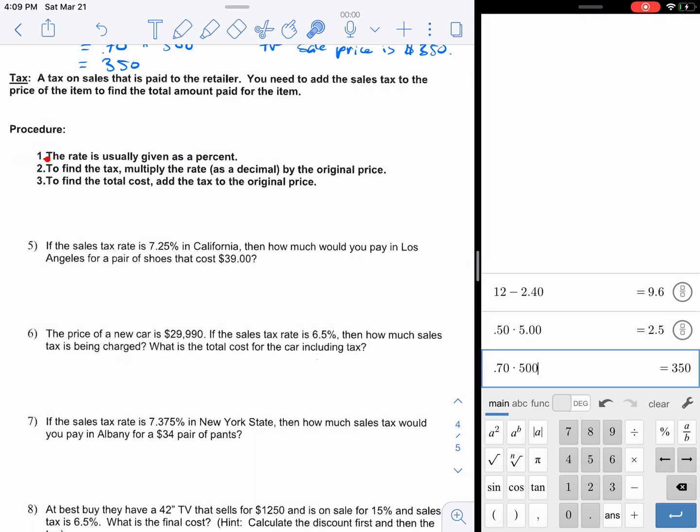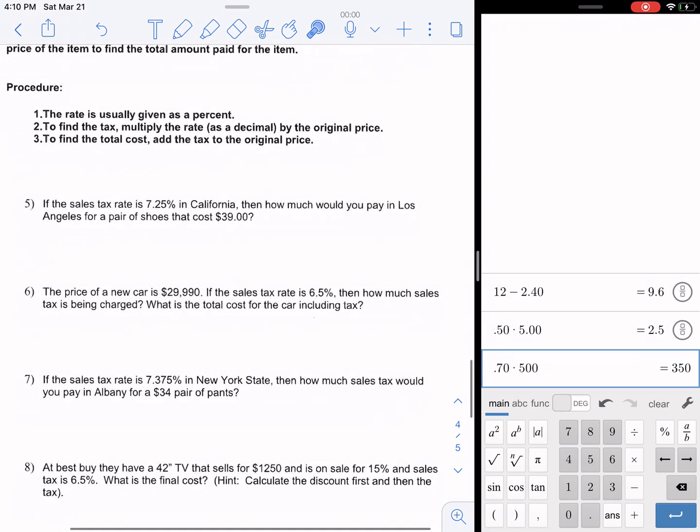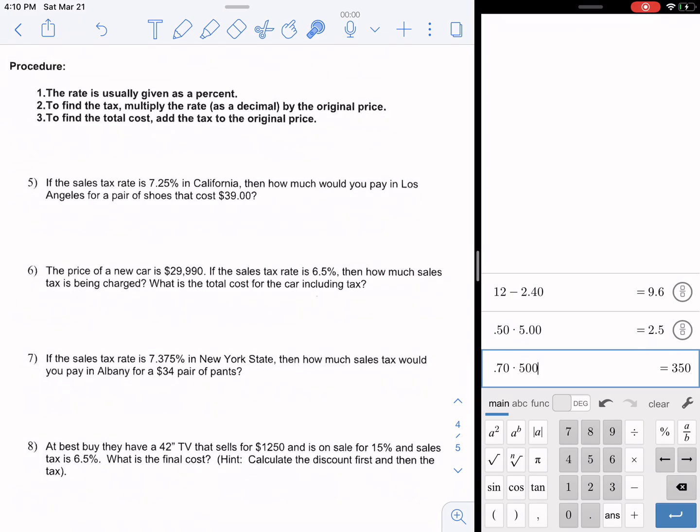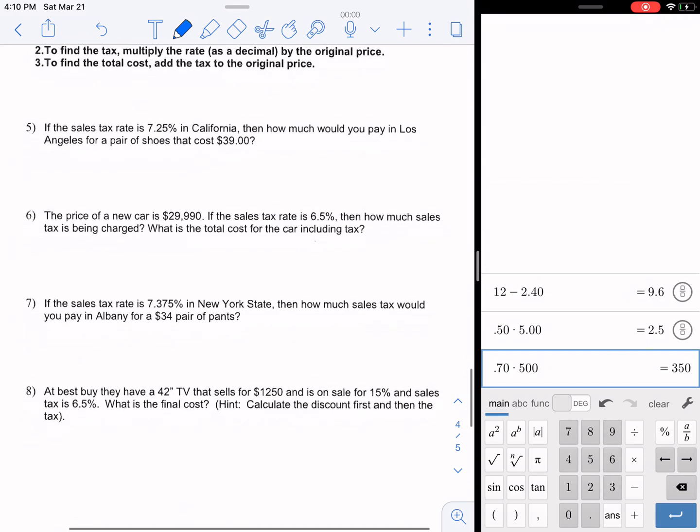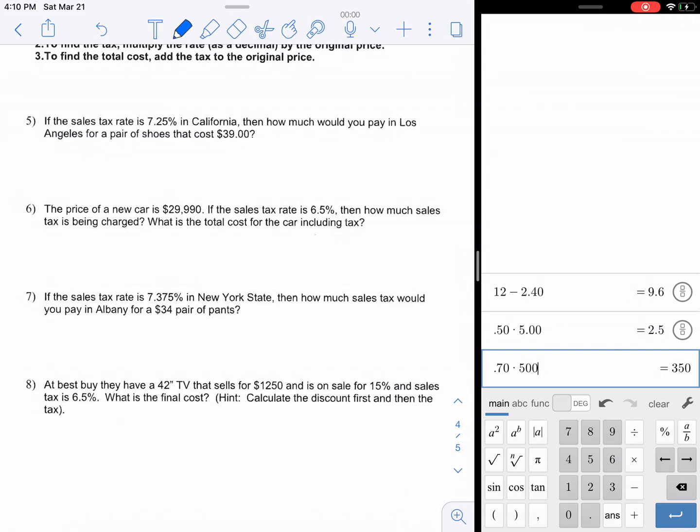So it says the rate is usually given as a percent. To find the tax, multiply the rate as a decimal by the original price. And then to find the total cost, we're going to add the tax to the original price. So, let's see what we got. Again, there's two methods you can do. You can find the tax cost first and then add it on, or you can do everything at once and just go straight to the final price. Let's see what these ones want.